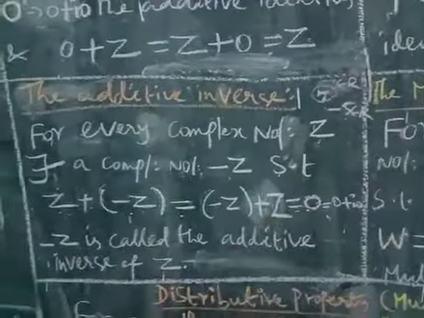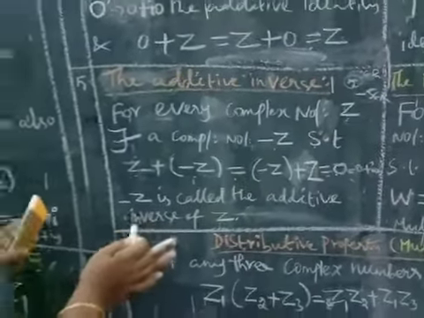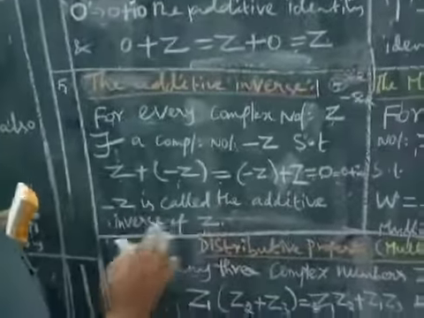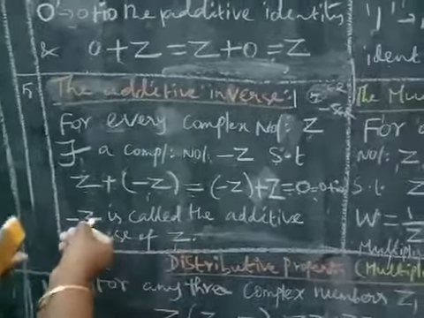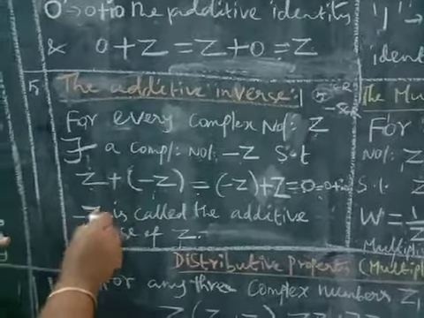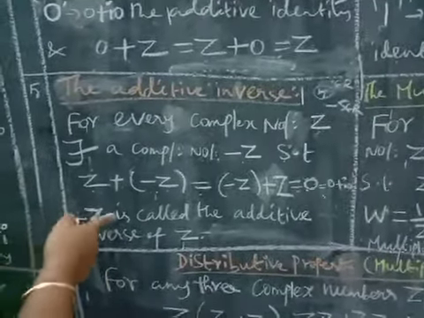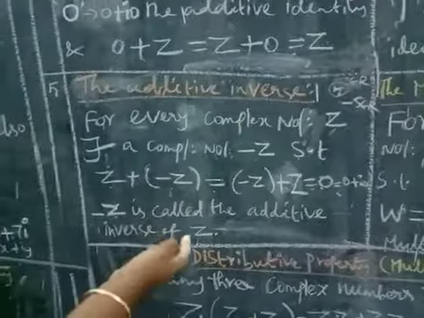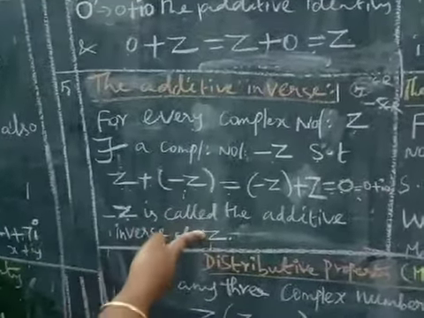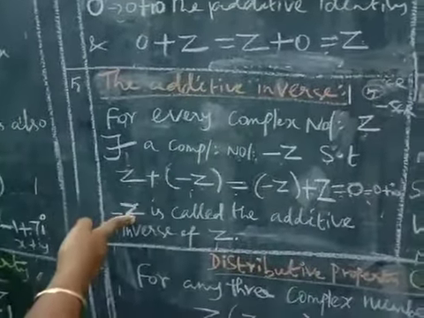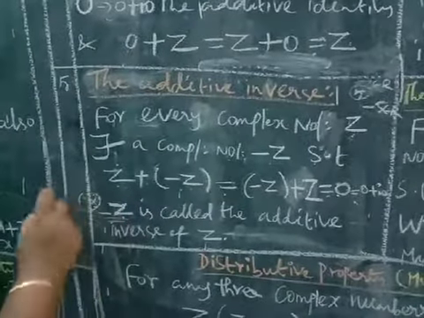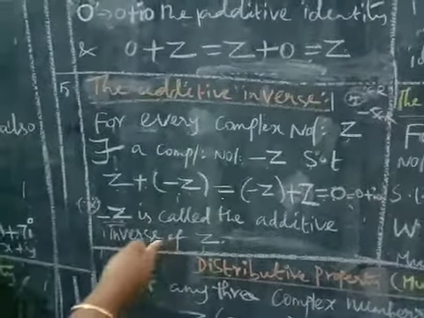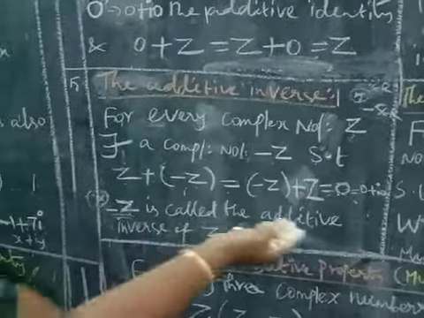So what is the conclusion? Minus Z is called the additive inverse of Z, or the inverse of Z is minus Z. Simply, you just put a minus symbol in front of Z. So what is the additive inverse of Z? Minus Z. So this is the concept you should know very carefully. Okay. The inverse of Z is minus Z, or minus Z is called the additive inverse of Z.